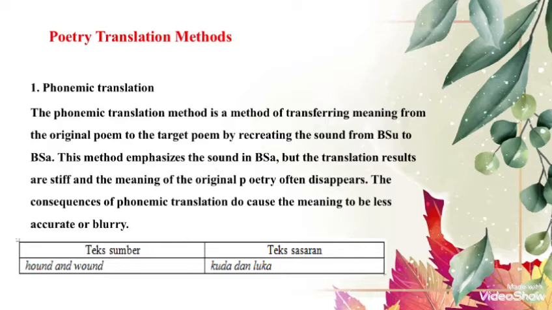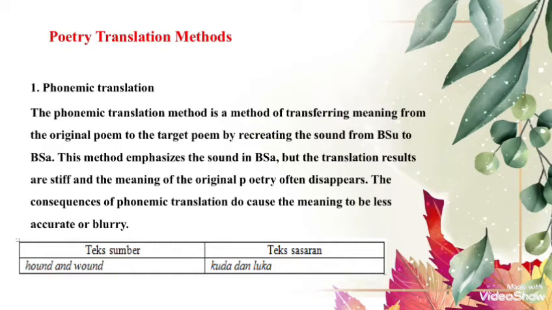The phonemic translation method is a method of transferring meaning from the original poem to the target poem by recreating the sound from the source language in the target language. This method emphasizes the sound in the target language, but the translation results are stiff, and the meaning of the original poetry often disappears. Of course, the consequence of phonemic translation is that the meaning becomes less accurate or blurry. So here there is an example.